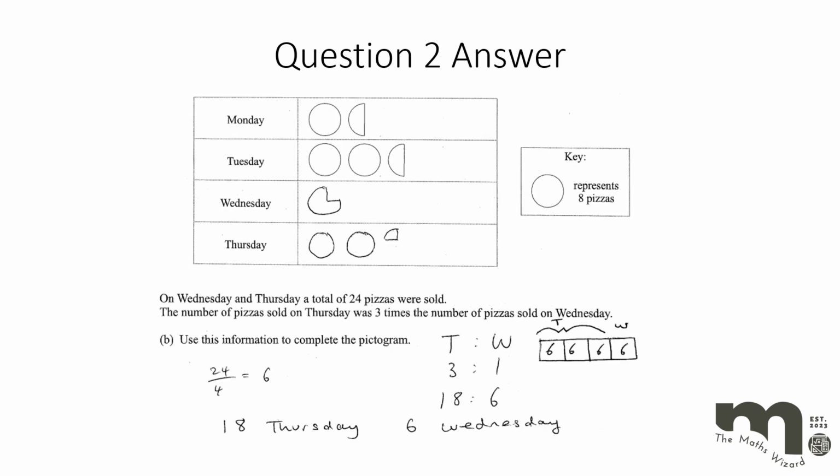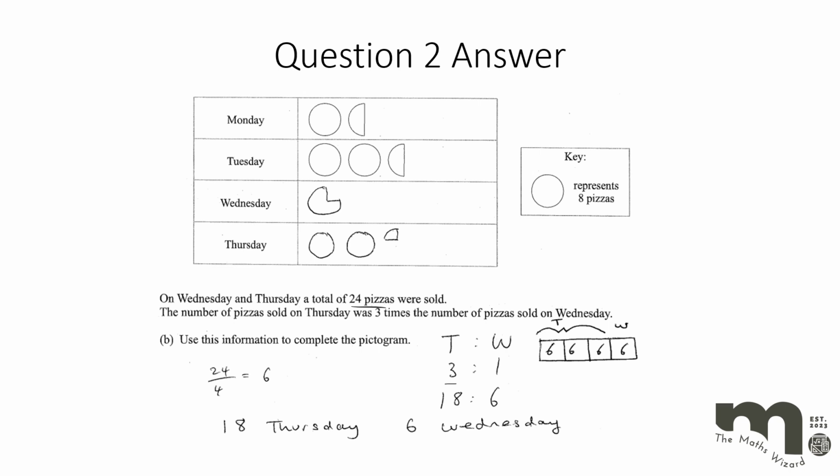So we can see here that 24 pizzas were sold. So if we do 24 divided by 4, and the reason we're dividing by 4 is because you've got 3 times more pizzas sold on Thursday compared to Wednesday.